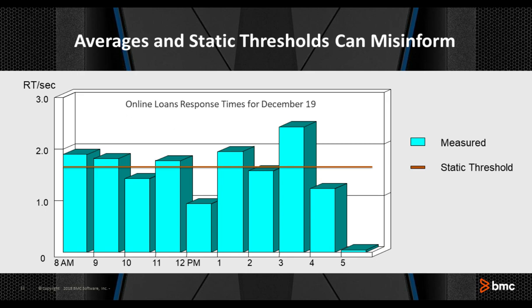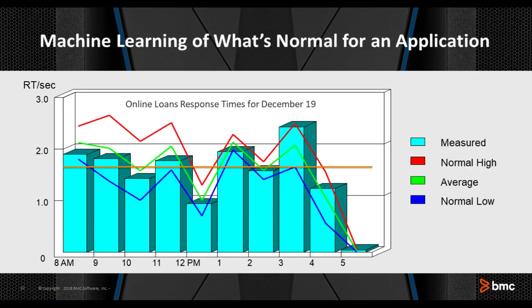So here we have the static threshold that was created with averages. Well, that's telling us that 8 o'clock, 9 o'clock, and 11 o'clock in the morning have a little bit of a problem, and 3 o'clock is a real problem. But if we use machine learning and we do analytics on the history data, it can analyze and calculate what's normal. And in this case, we've calculated a high value and a low value of what's normal variation for this metric for these hours. And as you can see, it turns out that none of those is out of normal.